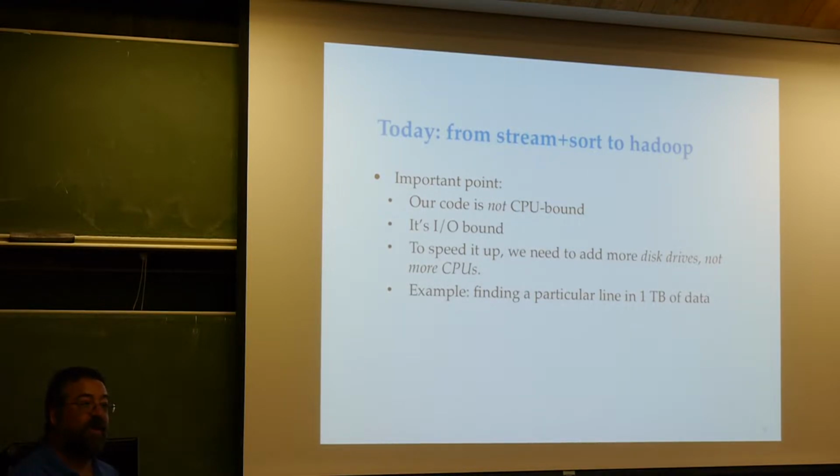The scalability issue is because we've got lots and lots of data on disk. Okay, it's I/O bound, right? What you're basically limited by is how much data you can stream off the disks. So when we want to make this faster, it's not going to help us to add more cores. What's going to help us is to add more disk drives.